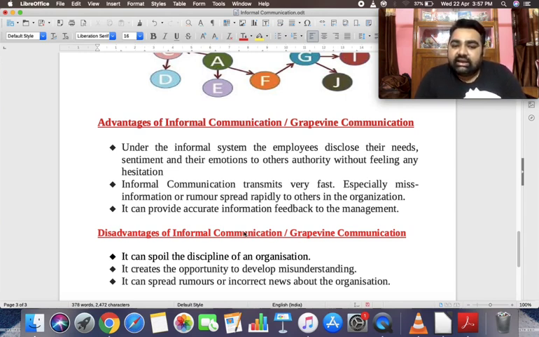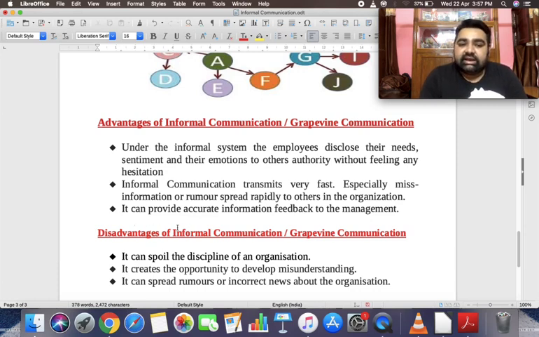Second is, it transmits very fast. As we know, informal communication doesn't have any kind of fixed path, so it transmits very fast, and especially miscommunication or rumor spreads rapidly to others in the organization, and whatever the miscommunication or rumor is, it spreads like a fire in an organization.